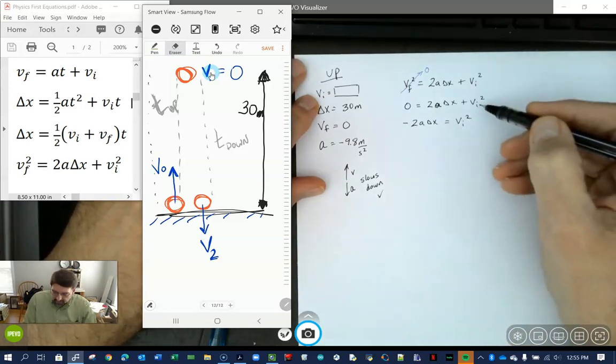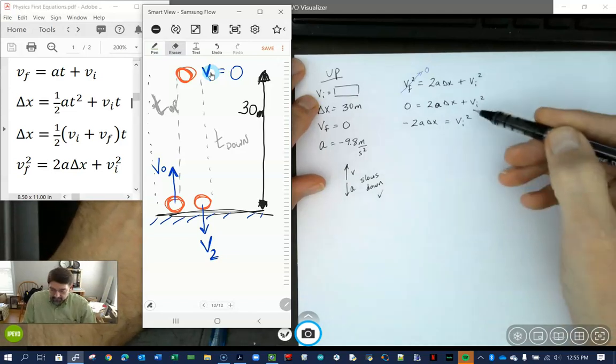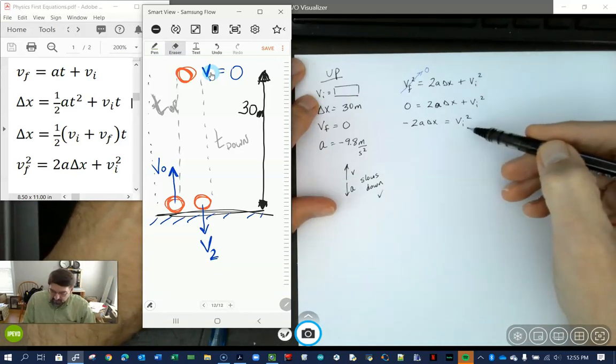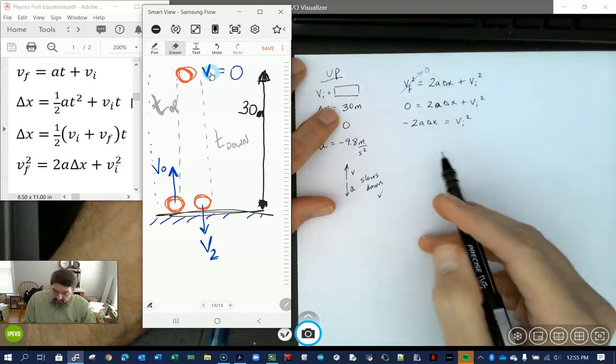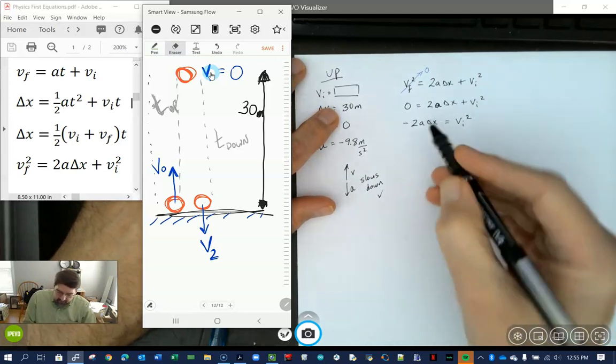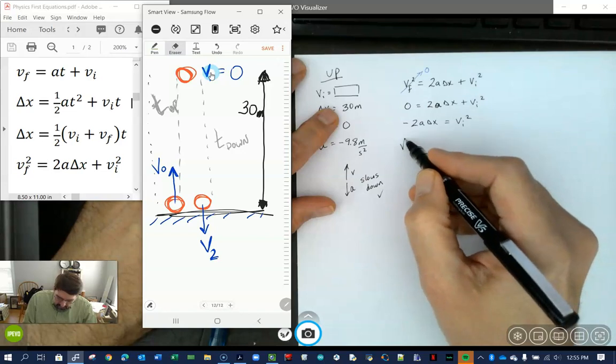Okay, and if it takes you a couple of steps to do that, then that's fine. But this should be a good final answer. Okay, and now how do we get vi? Well, we're going to take the square root of both sides.